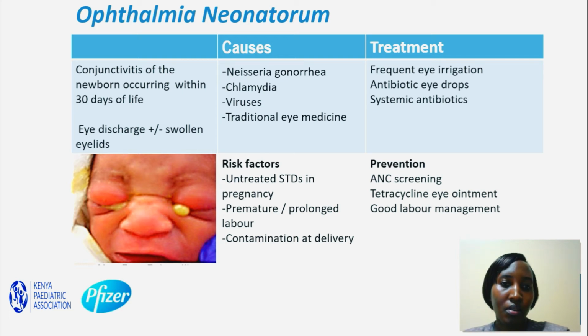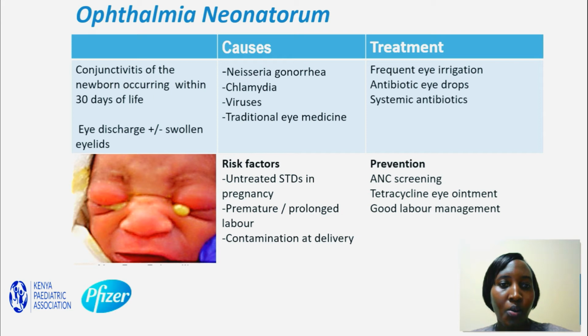So treatment needs to include frequent eye irrigation to remove the copious discharge, and using antibiotics. The antibiotics used must be a combination of both topical antibiotics applied to the eye and systemic antibiotics. Neither can work alone. Topical antibiotics cannot work alone, and systemic antibiotics don't reach the eye in very good proportion. So you need the combination of both.